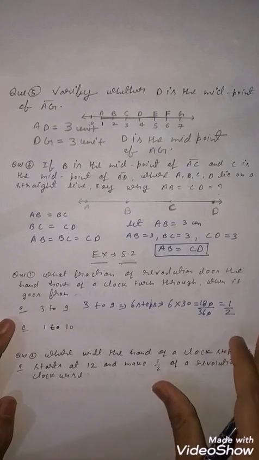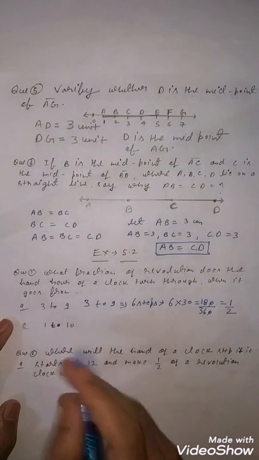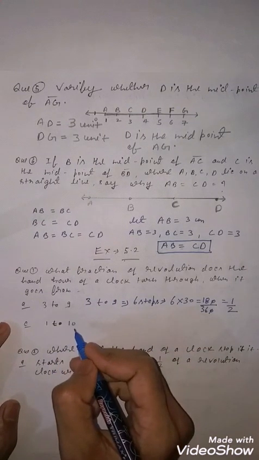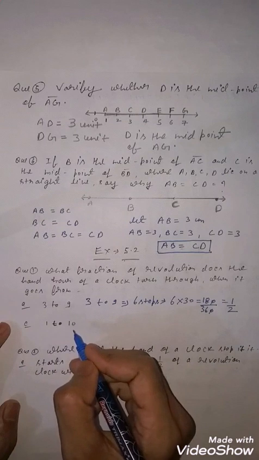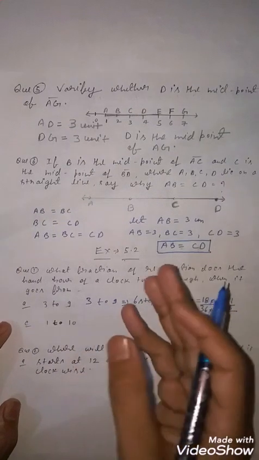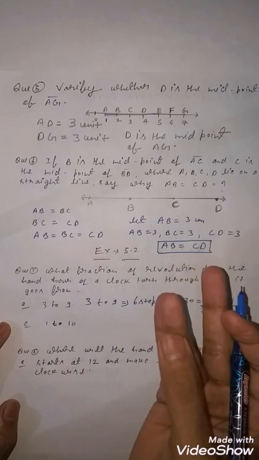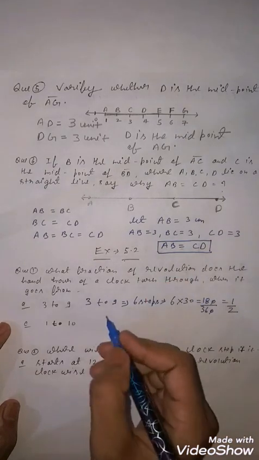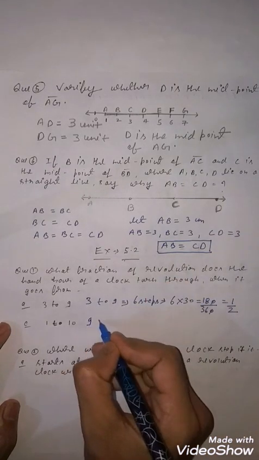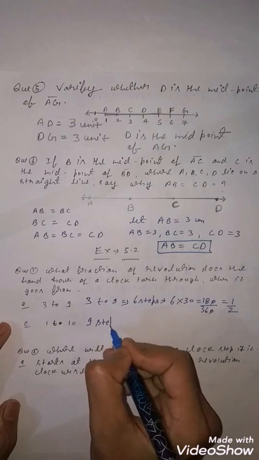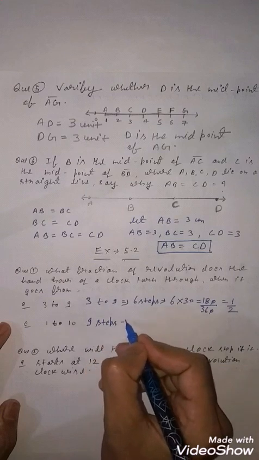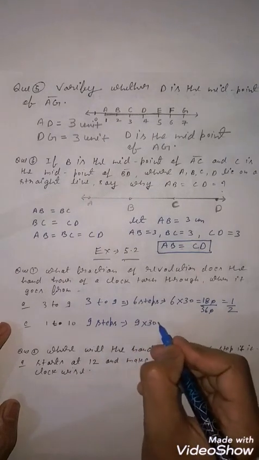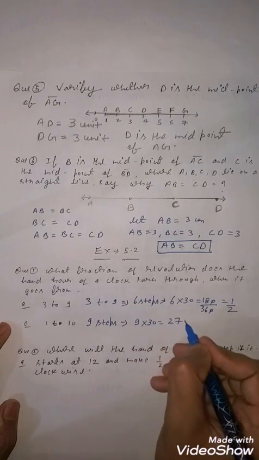I think this is clear because this is very easy. Again, for question E, you will follow the same pattern. 1 to 10 you have to find out. So for 1 to 10 you will count how many steps you have to go. After 1: 2, 3, 4, 5, 6, 7, 8, 9, 10. Clear, students? So total 9 steps there. 9 steps. And 1 step consists of 30 degrees. You know that. So 9 multiplied by what? 30 degrees. Now it will become what? 270 degrees.